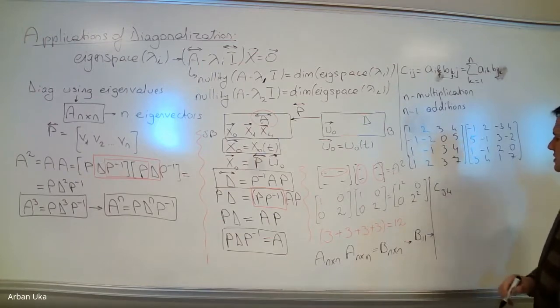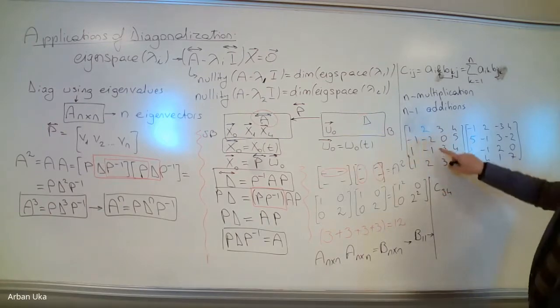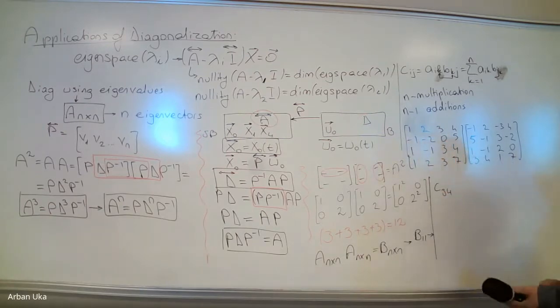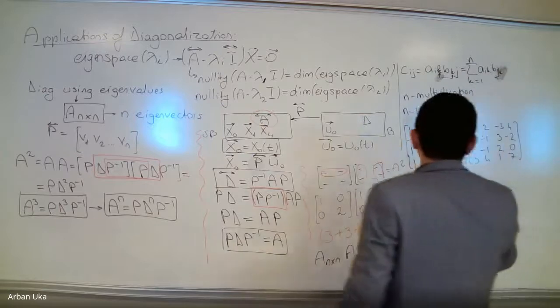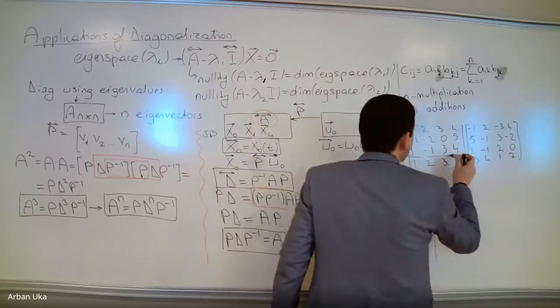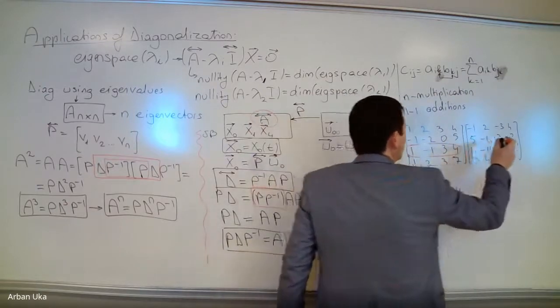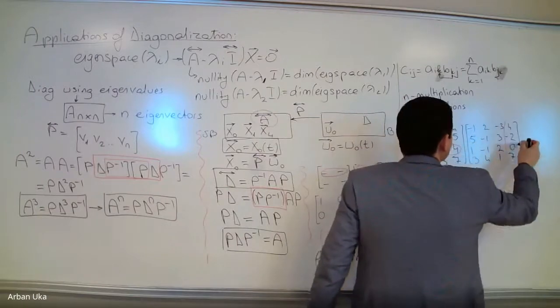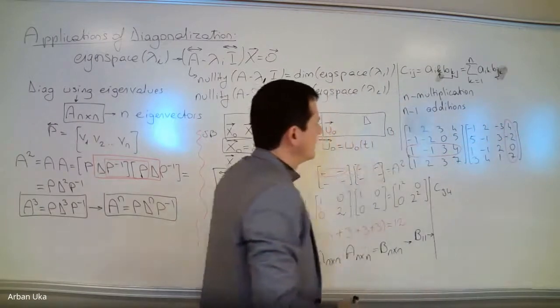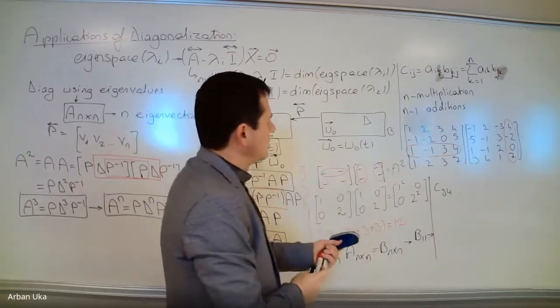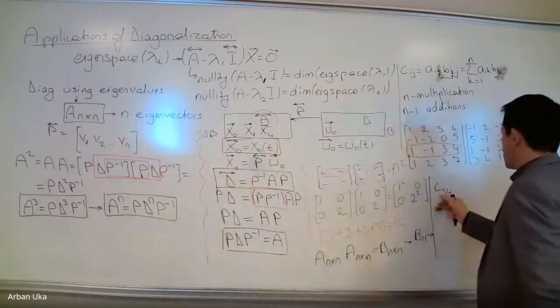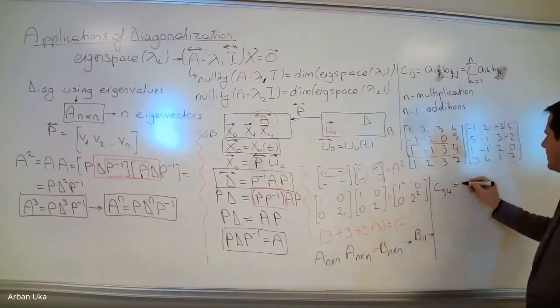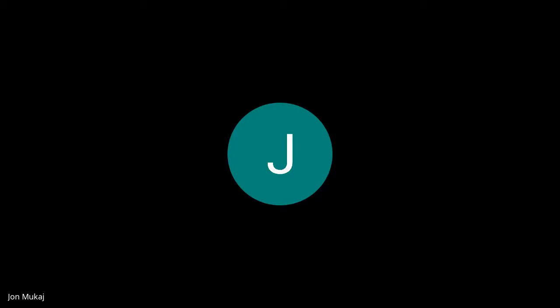C34. Let's do this. Do you agree? If we're going to find C34, this means that we have to multiply the third row of this matrix with the fourth column of this matrix. Then how do we do it? Based on the definition here, this will be 4 multiplications and 3 additions.